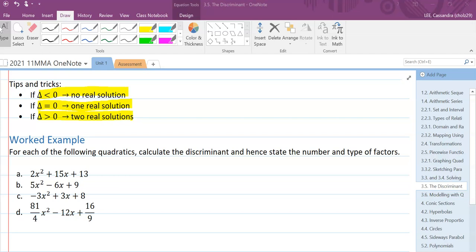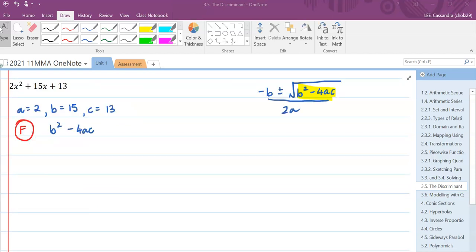So let's go ahead and write this using our discriminant formula. To start with, what I've done is I've written out my key pieces of information. I've got my values for a, b, and c, which are 2, 15, and 13 respectively. My formula that I'm going to use is the value that's found under that square root sign, which is b squared minus 4ac.